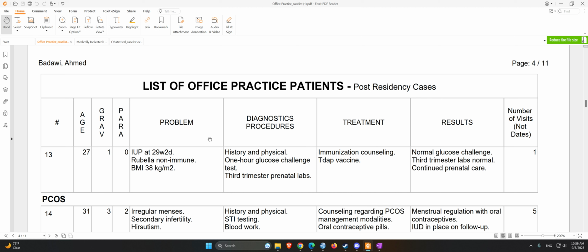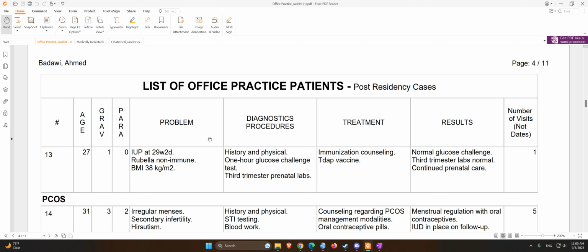Case number 14, 28-year-old nulliparous with acute pelvic pain. What was your differential diagnosis for this patient with acute pelvic pain? The differential will include non-GYN and GYN causes. For non-GYN, I would think about acute appendicitis, gallbladder disease, trauma, or psychiatric or neurogenic disorders.